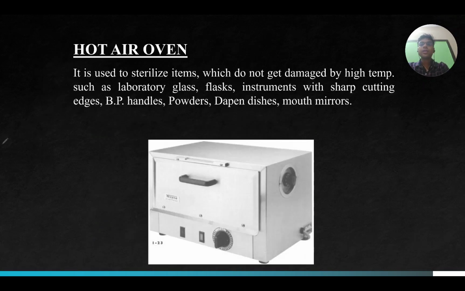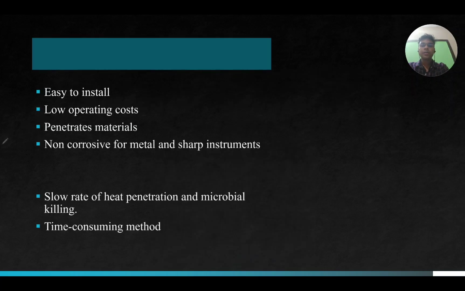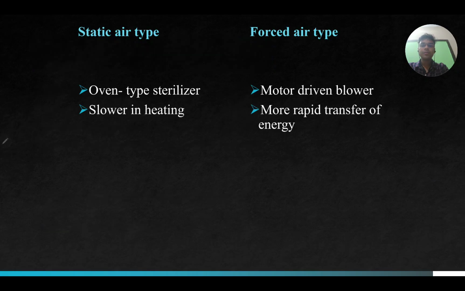Coming to the hot air oven, it is used to sterilize items which do not get damaged by high temperature, such as laboratory glass, flasks, instruments with sharp cutting edges, BP handles, powders, trays and dishes, and mouth mirrors. These are easy to install with low operating costs, penetrate the materials, and are non-corrosive for metal and sharp instruments. However, the instruments are costly. There is a low rate of heat penetration and microbial killing, and it is a time-consuming method.